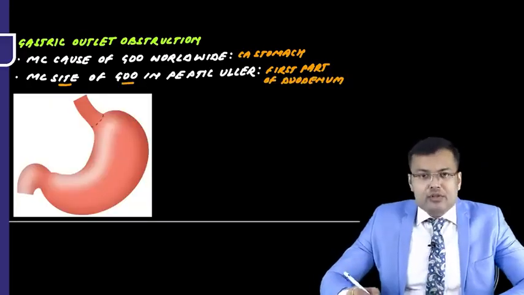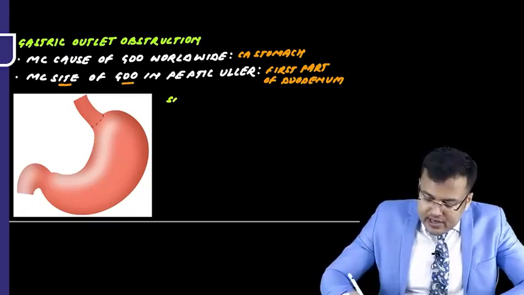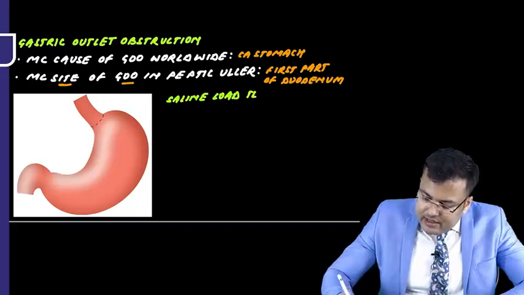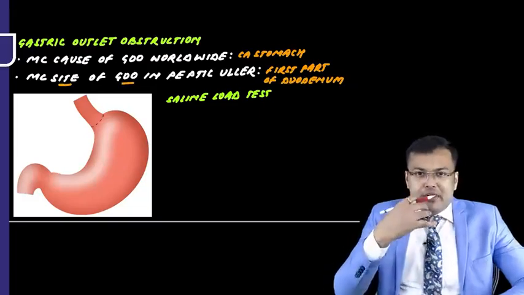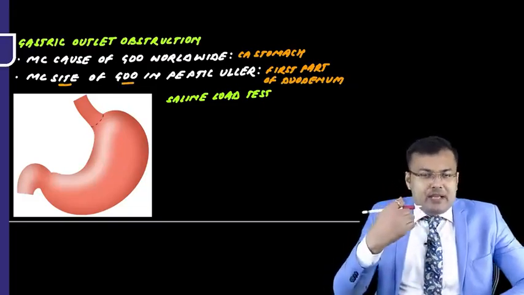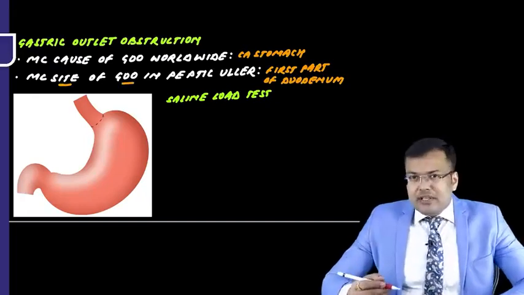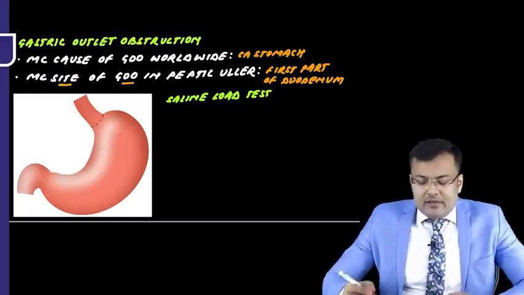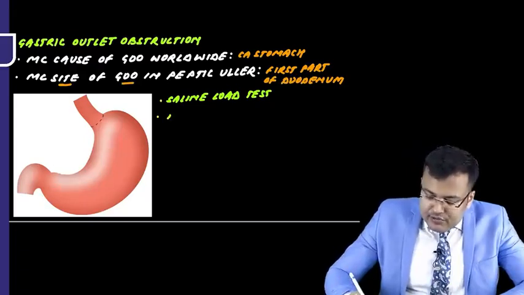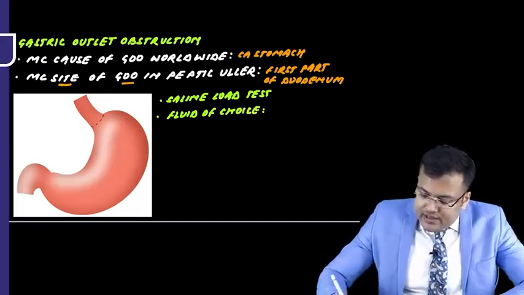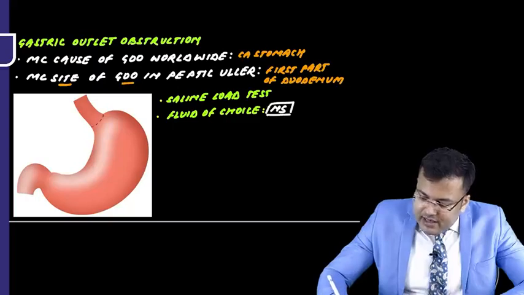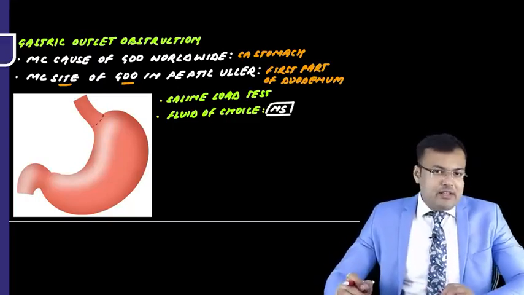How are we going to make the diagnosis of gastric outlet obstruction? The diagnosis is made by saline load test. Most of the patients are managed conservatively. When the patient is NPO, we give IV fluids, we perform gastric lavage, and majority of patients are going to improve within 48 hours. Whenever we are giving IV fluids, what is the fluid of choice? Fluid of choice in gastric outlet obstruction as well as in hypertrophic pyloric stenosis, that is normal saline.